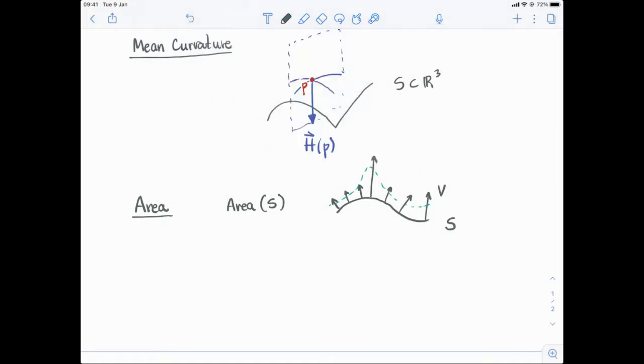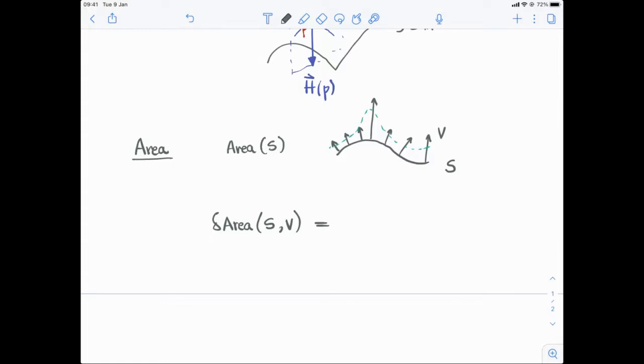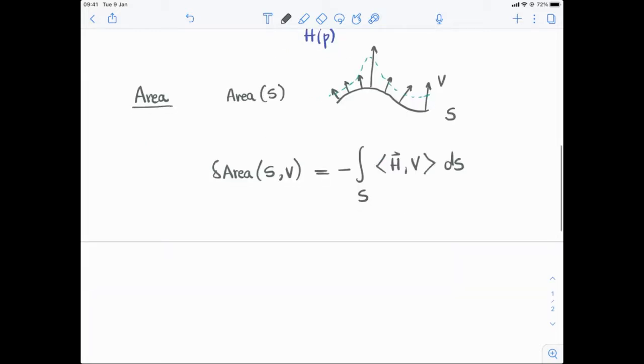I'm going to denote this operator, which is the first derivative of the area, so that's why I'm putting this delta there, of S in the direction of V. This is a number, and the point here is that it is related to the mean curvature, because it is the integral of the product of the mean curvature vector times V, dS, with a minus sign. This is what we call the first variation formula for the area.